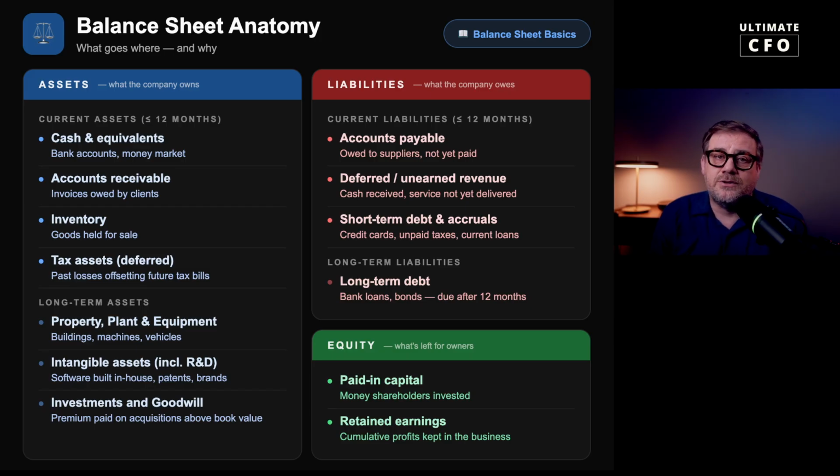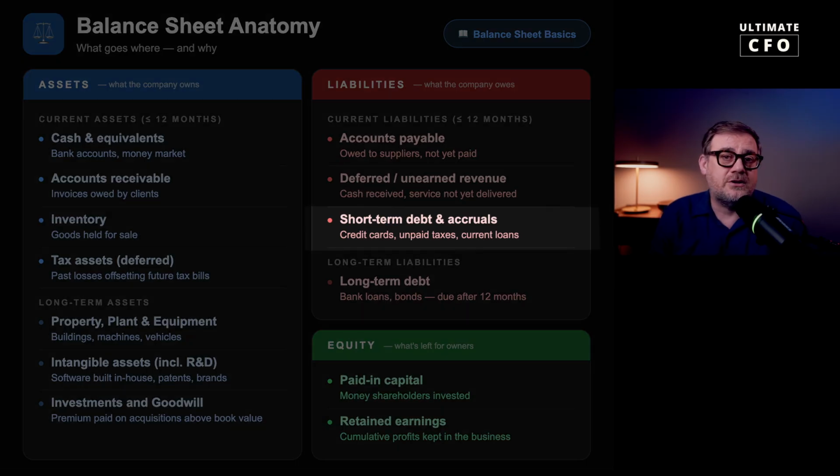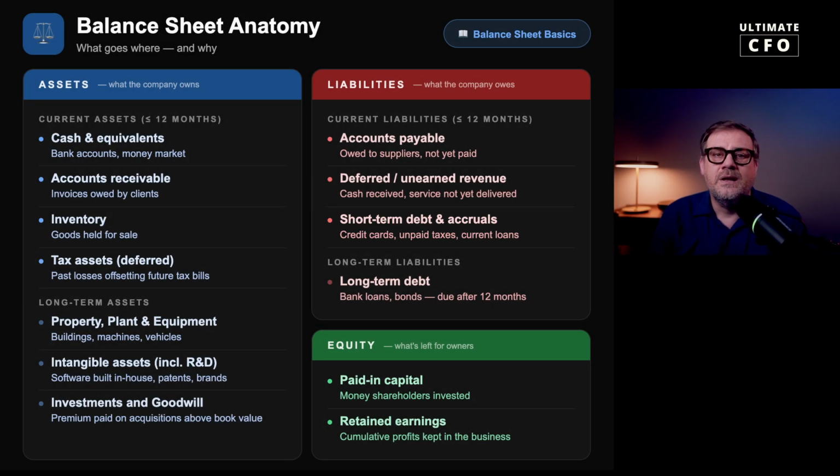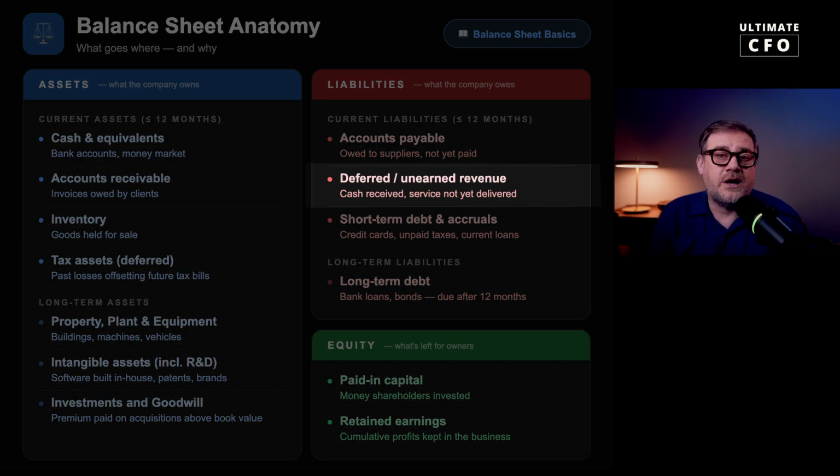On the liability side, we'll also see any other loans you might have, like an outstanding credit card bill, for example, or unpaid taxes, anything like that. And then finally, something you would typically see in a SaaS business called unearned, prepaid, or deferred revenue. What is that? Imagine somebody gives you $100 today to get a lemonade every week for the next 2 years.